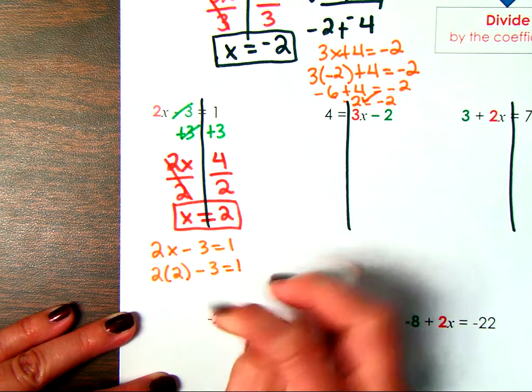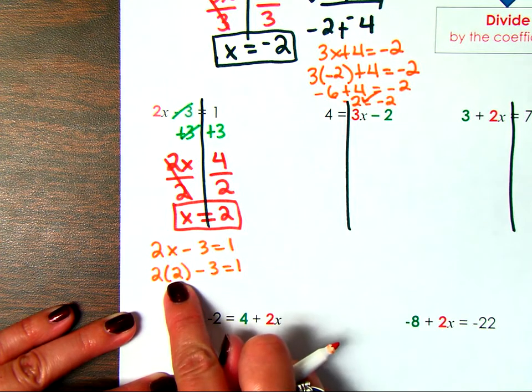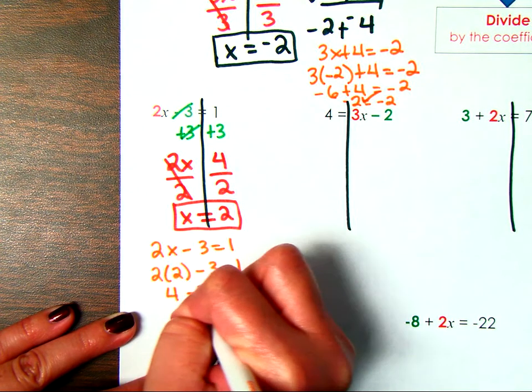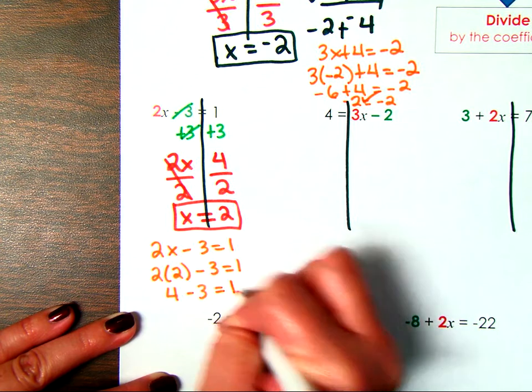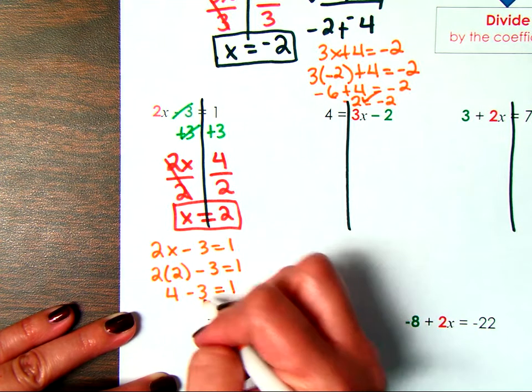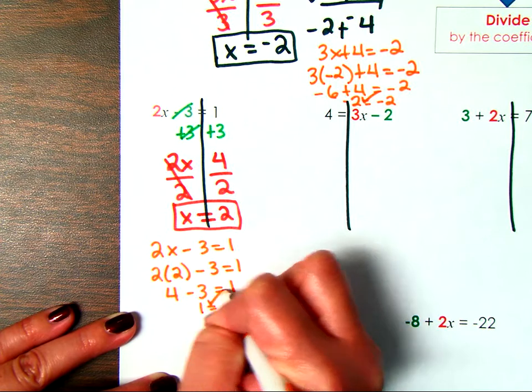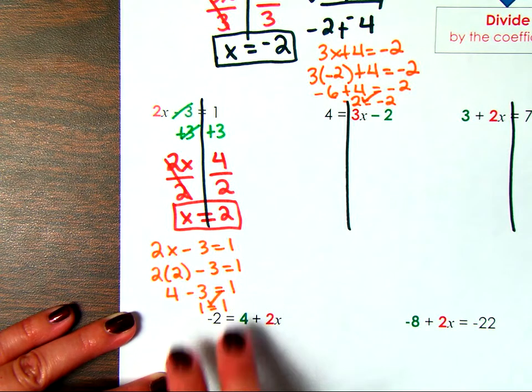Order of operations says to multiply first. 2 times 2 is 4. 4 minus 3 equals 1. So we have a 1 on both sides, so it is balanced, it is true.